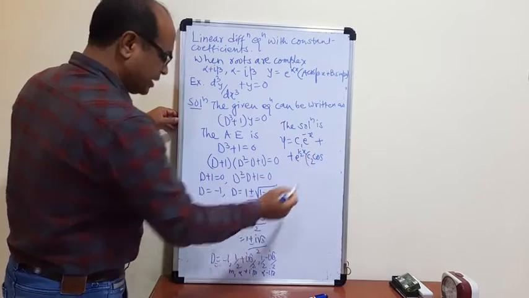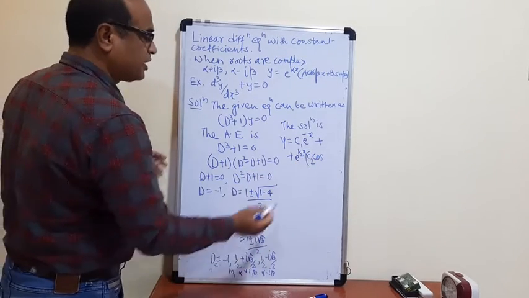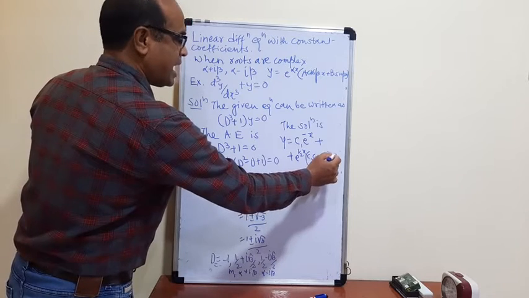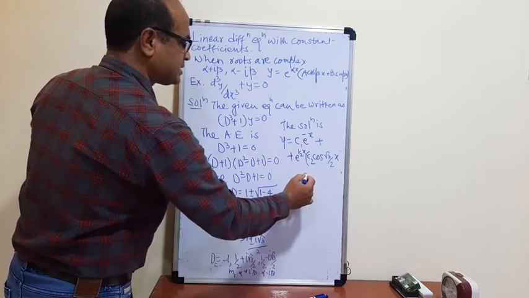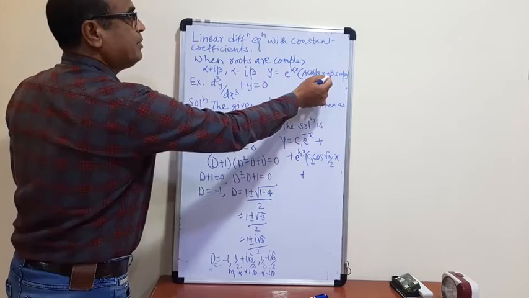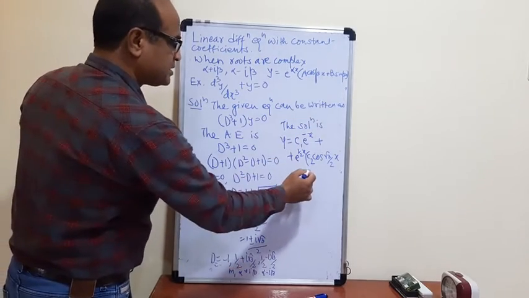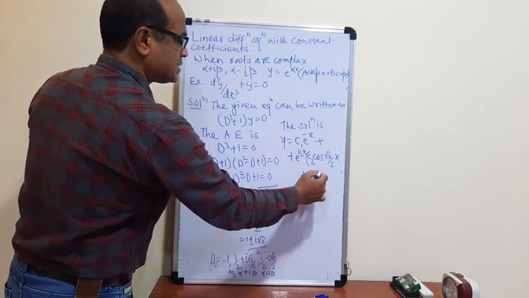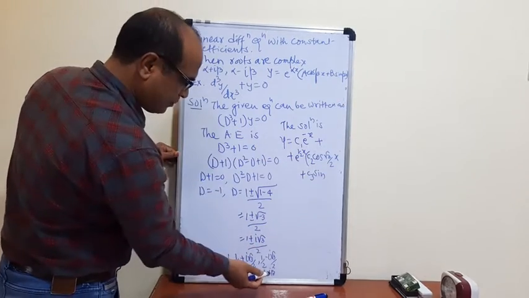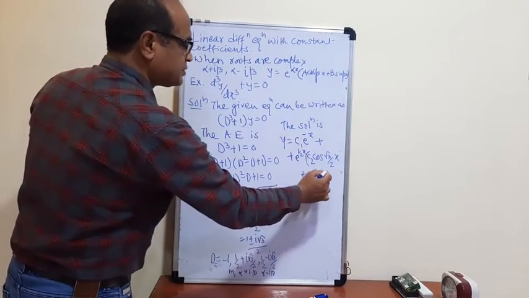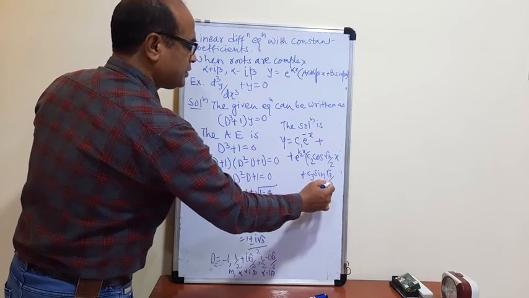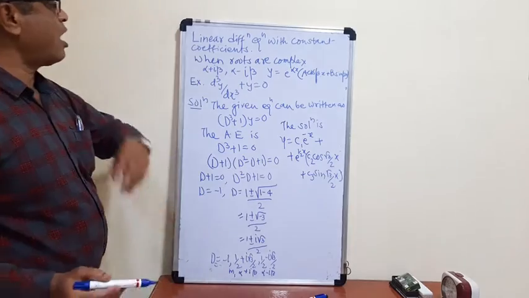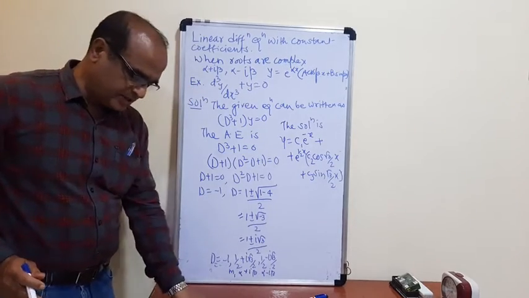Cos beta, what is beta? Beta is root 3 by 2. So that is root 3 by 2 x plus C3 sine, what is beta? Beta is root 3 by 2, so root 3 by 2 x. So this is the solution of this differential equation.